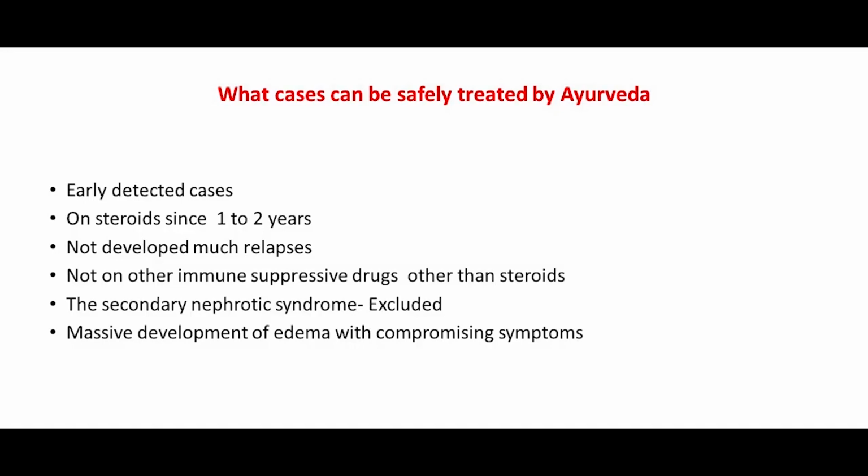On steroids since the last 1 to 2 years, yes, we can take up that case. Then, not developed many relapses, that is also a safe case for Ayurveda. Not on other immunosuppressive drugs other than steroids, that is also a good case. Secondary nephrotic syndrome not being there is also a good condition. Massive development of edema with compromising symptoms is not seen. So these are considered safe cases, and we can treat these cases in Ayurveda.